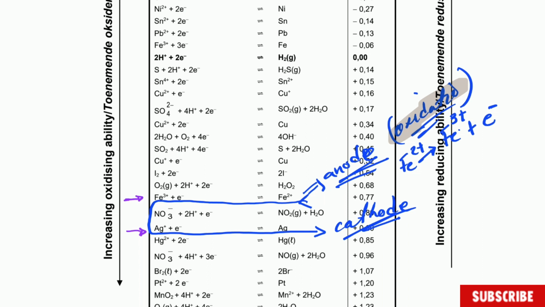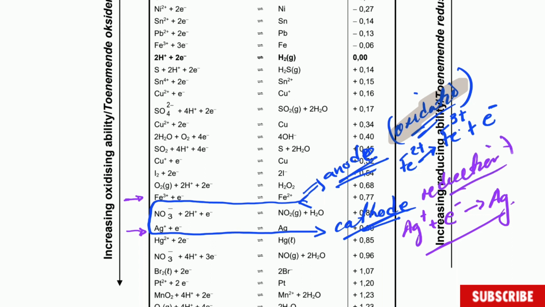What will be the reduction half reaction? They don't ask, but it could be asked. So we're working now from left to right: Ag+ plus 1 electron gives you Ag. This one is the reduction half reaction. Using this table, the one that is on top you write from right to left, and the one on the bottom from left to right, to know which one is the anode and the cathode. It's quite simple.